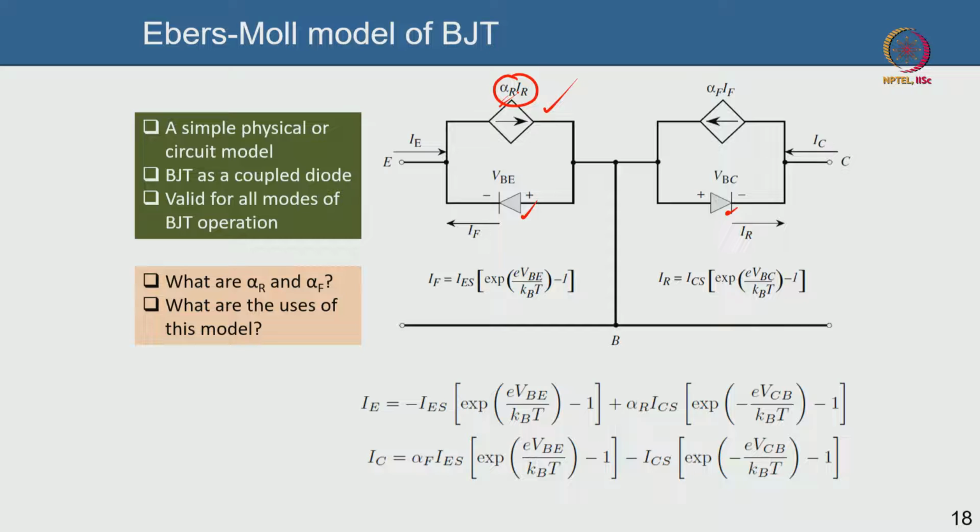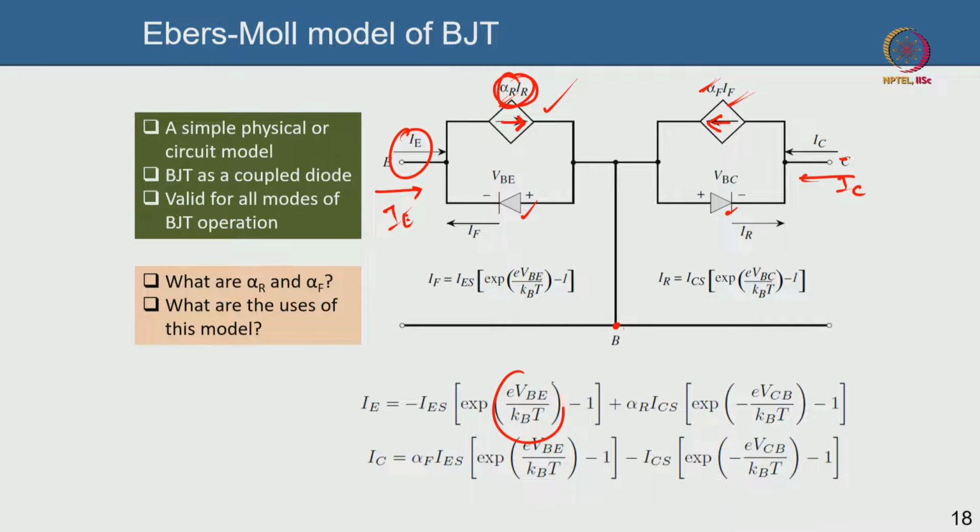Alpha R represents the current transfer ratio when you refer from the output side to the input side, and alpha F is the current transfer ratio when you refer from the input side to the output side. So alpha R, alpha F. This alpha R IR is like a current source here, and the alpha F IF is the current source in this diode. Of course, eventually you have the emitter current flowing in, the collector flowing in here, and the base is here.